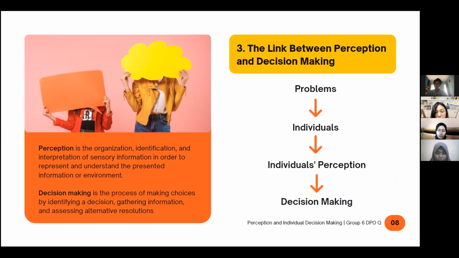So for example, one manager may view her division's 2% decline in quarterly sales to be a serious problem, and she makes a decision immediately to act on it. But on the other hand, another manager may view her division's 2% decline in quarterly sales as not a serious problem, so she doesn't bother making any decision about it because it's not an urgent problem for her. And that's how perception influences someone in making his or her decision as a reaction to a problem.